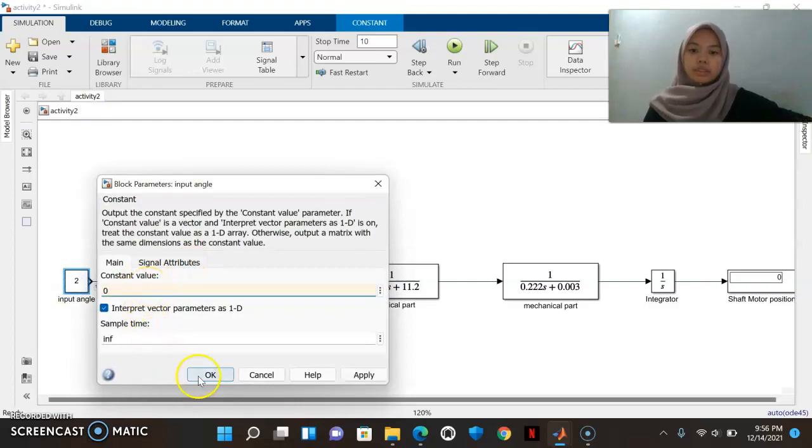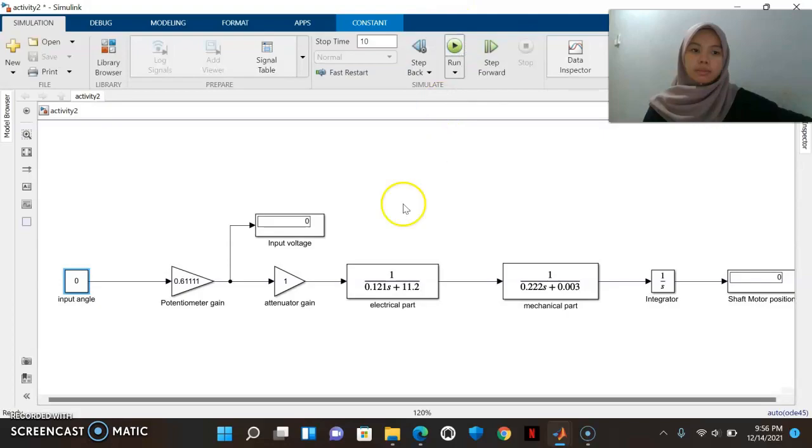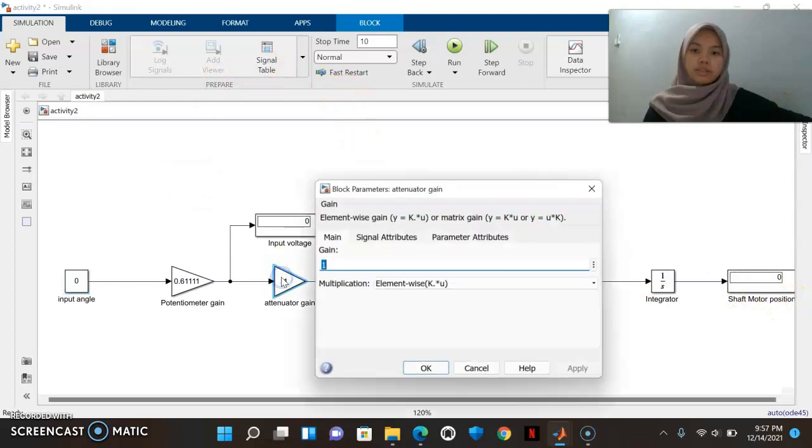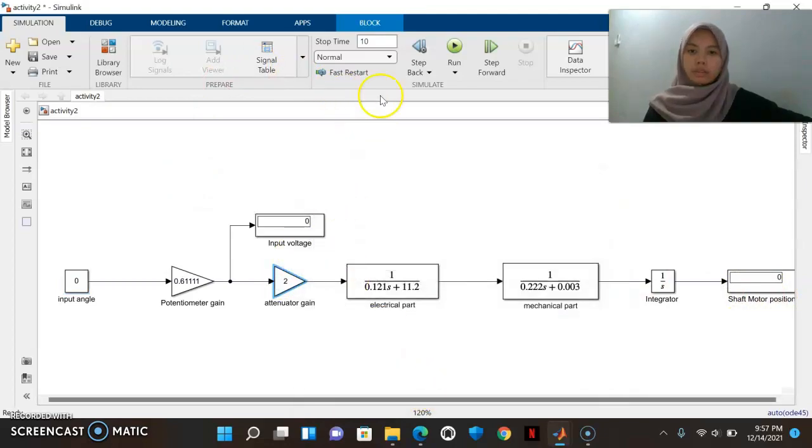So the input voltage is 0 because there is no input angle here, and even though there is a value for alternator gain, the shaft motor position is still 0. Change it to 2. Is there any difference from 1? We have no differences here. So as we can see, if there is no input voltage, the shaft motor position cannot function.